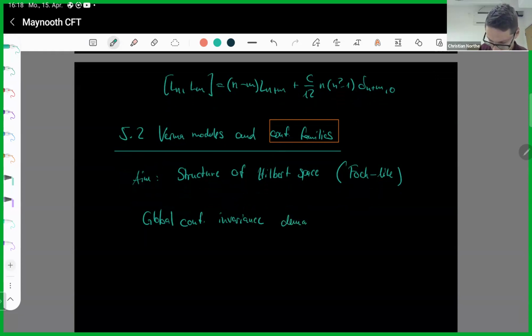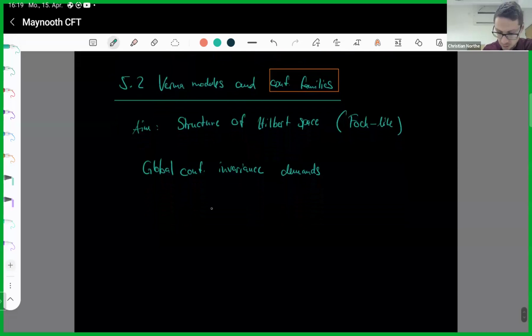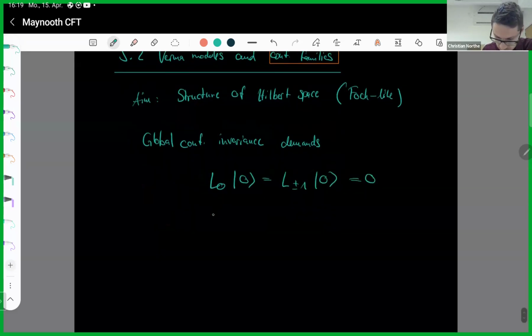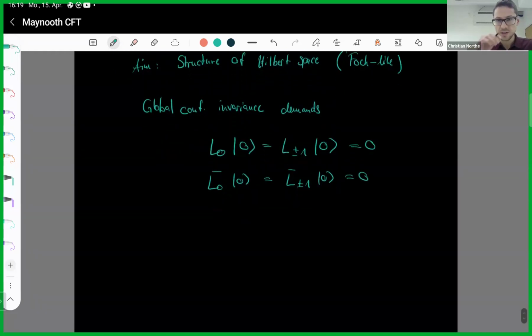Global conformal invariance demands the following. We have a ground state, and if the system is going to be symmetric, the ground state needs to reflect these symmetries. This means that global conformal symmetry needs to be imposed on the vacuum state. What that means is that L0 and L plus minus 1 annihilate the vacuum. And likewise, L0 bar and L plus minus 1 bar also annihilate the vacuum. From now on, I'm going to ignore the anti-holomorphic sector and only talk about the holomorphic sector.